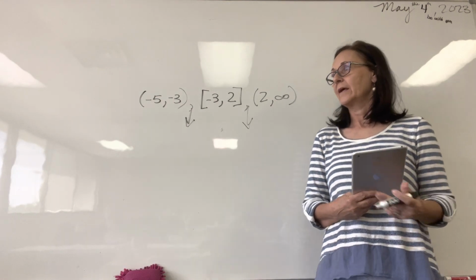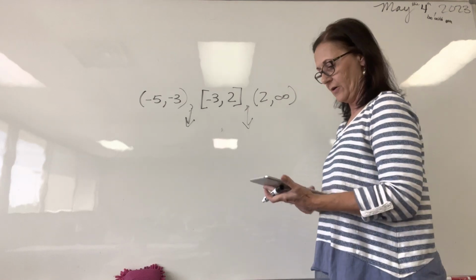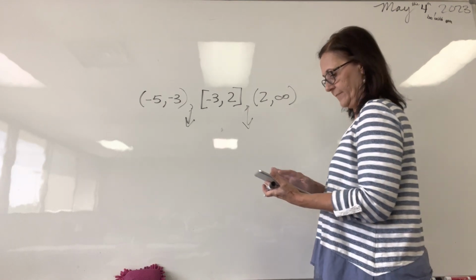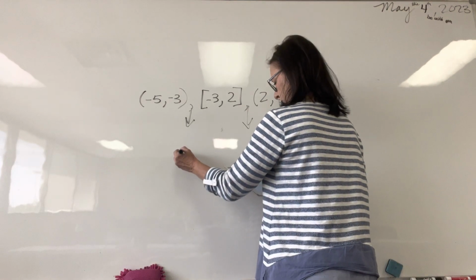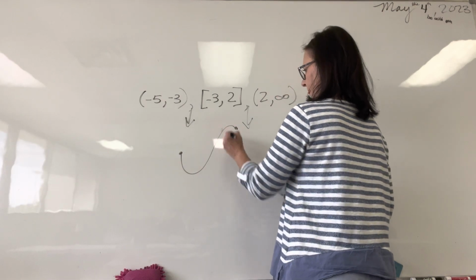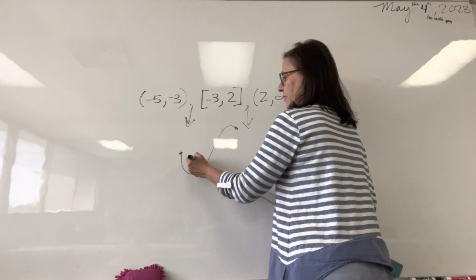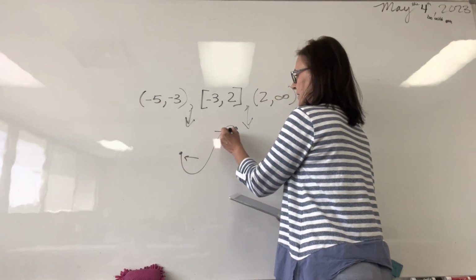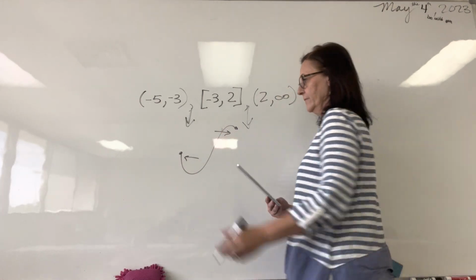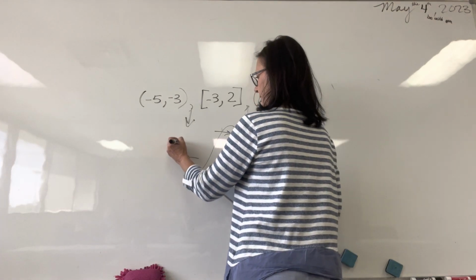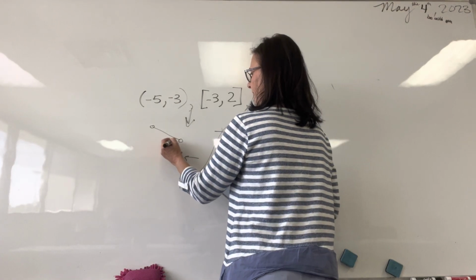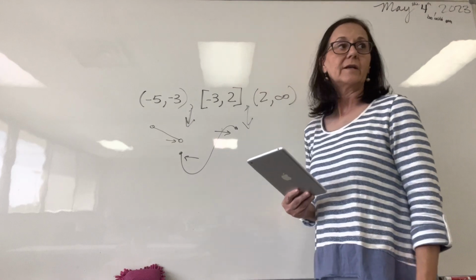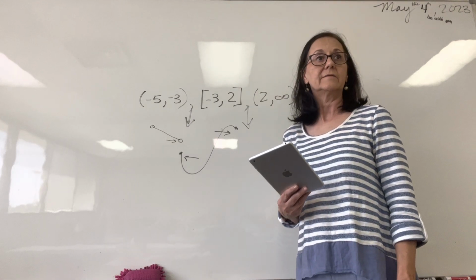Now, I didn't draw it, but this part in the middle, it's continuous from the right here. It's continuous from the left here. But if I'm going here, is it continuous? It's not, because it's not defined.